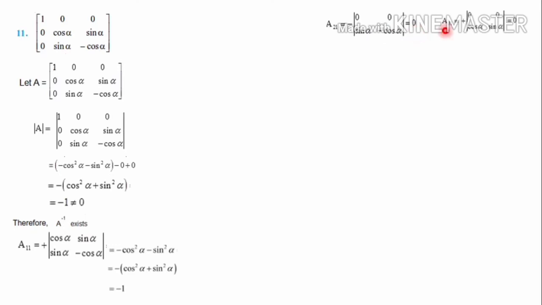Next is A31 element cofactor, that is third row first element. Third row first element is 0. That row and column is gone. The balance elements are 0, 0, cos alpha, sin alpha. That is written here: 0, 0, cos alpha, sin alpha. When you go for the calculation, you will get the answer as 0.